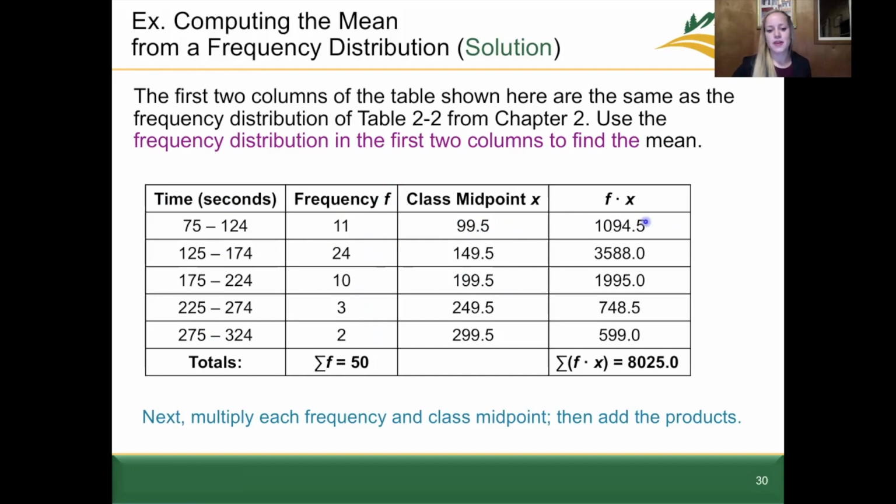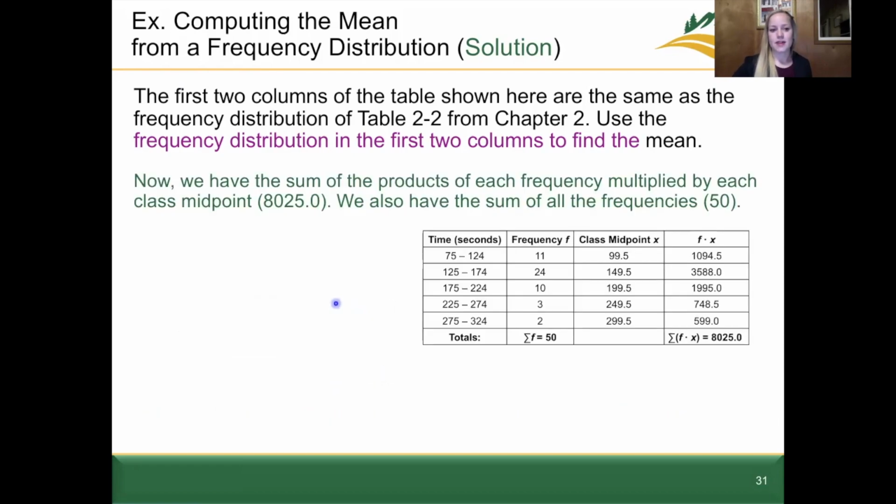Okay, so once we have each frequency multiplied by each class midpoint, then we want to sum all of these numbers together. When we sum all these numbers together, we get 8025.0. One thing I didn't mention yet is that in our equation, we need the summation of all the frequencies. So you can do that at some point too. We take 11 plus 24 plus 10 plus 3 plus 2. We get the sum of all the frequencies is equal to 50.